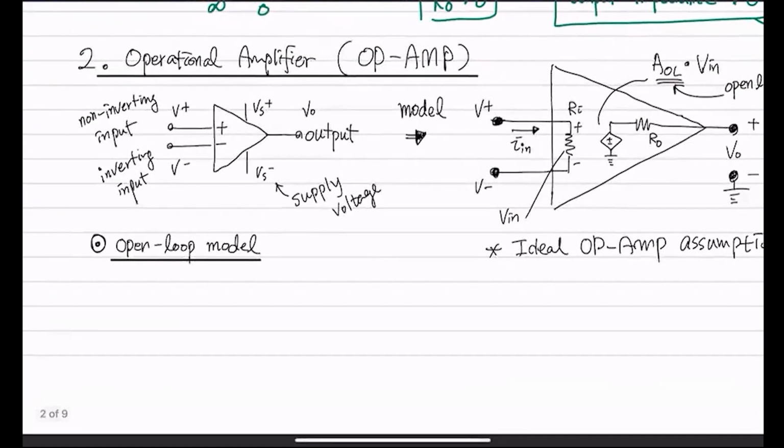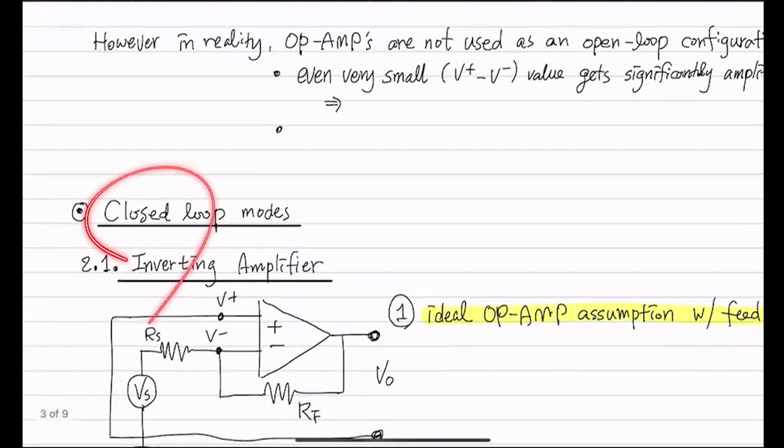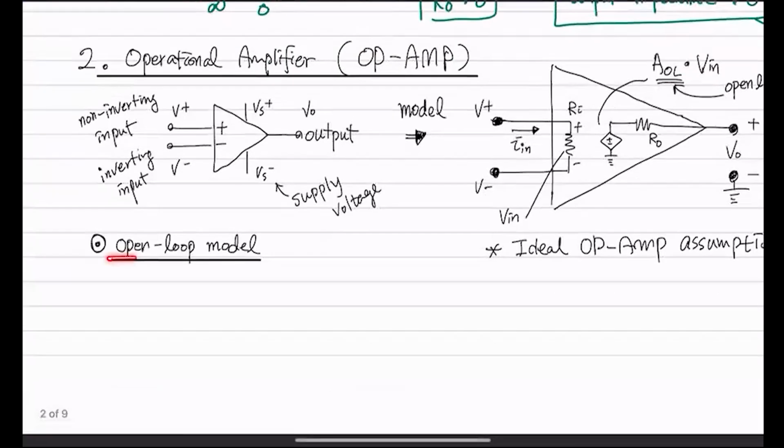And generally, there are two ways to use this op-amp. One is the open loop configuration, and the other one is the closed loop configuration. Just bear with me. Let's talk about this open loop first, and once we start talking about the closed loop, it will be more obvious. Open loop configuration means that we don't have any feedback.